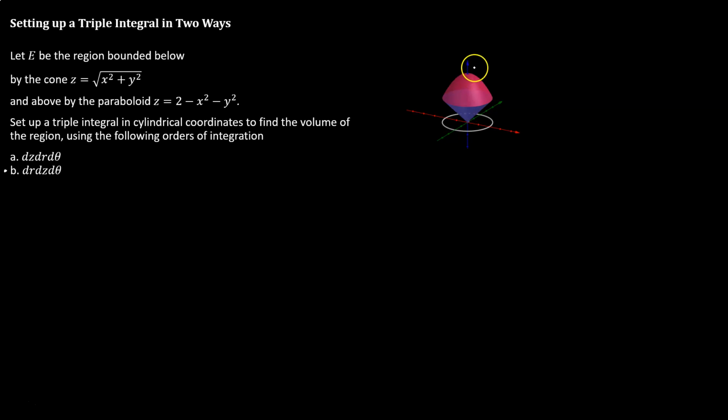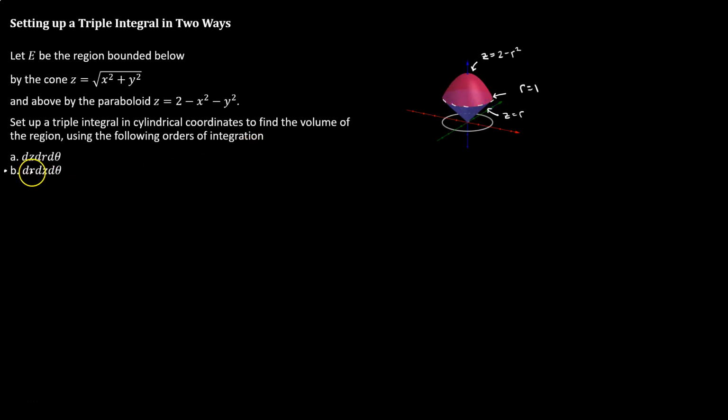So first off, remember that the paraboloid that defines the top is z equals 2 minus r squared. The cone that defines the bottom is z equals r. And they meet at the shadow that we see down at the bottom, which is a circle with radius 1 using cylindrical coordinates.